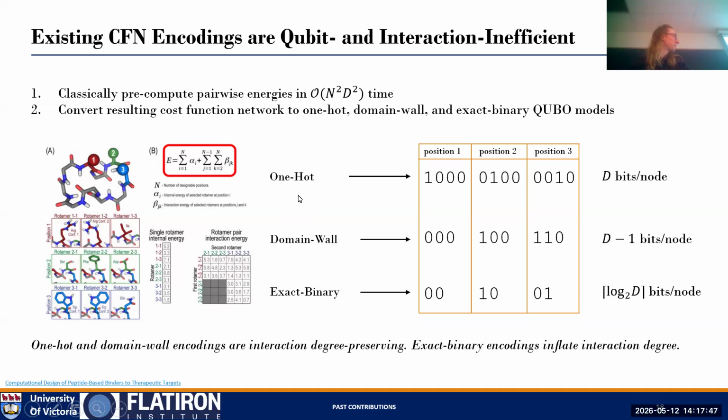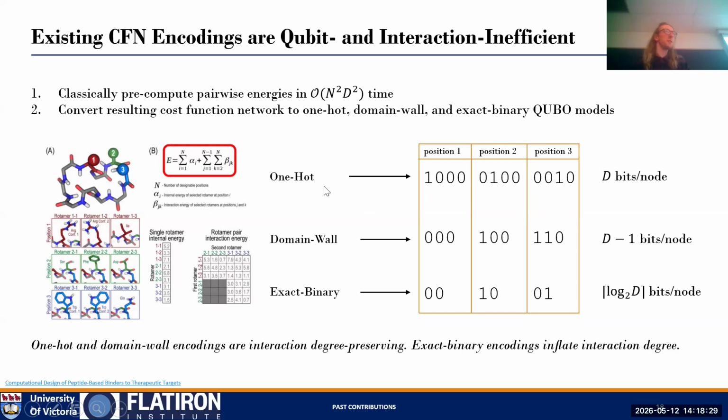There were at the time of my beginning this work, 3 encodings of these problems into binary variables. The 2 most prevalent being one-hot encoding and domain wall encoding. For one-hot, if we have D choices at a given variable, we assign to each variable a register of D bits, and then each choice is encoded by a single bit being flipped to 1 and all the others being flipped to 0. The domain wall encoding is similar, but involves 1 less bit, qubit per node. The choice being encoded by where a string of 1s converts to a string of 0s.